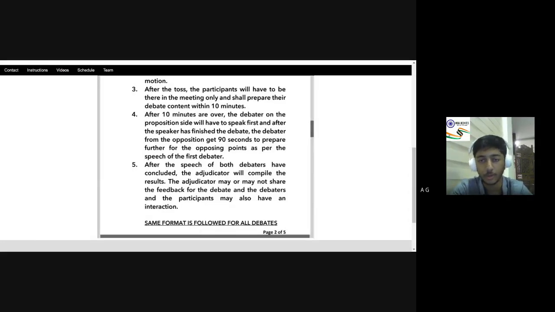So basically, let's say both the speeches of the debaters have concluded. First of all, the adjudicator will not share results. He will not tell who has won or lost the particular debate, and that will be confidential. Then he may share feedback if he wants to. He may give you some suggestions on where you can improve or which point was good for both the participants, as per his discretion. And then the participants and the judge may also have a free interaction.